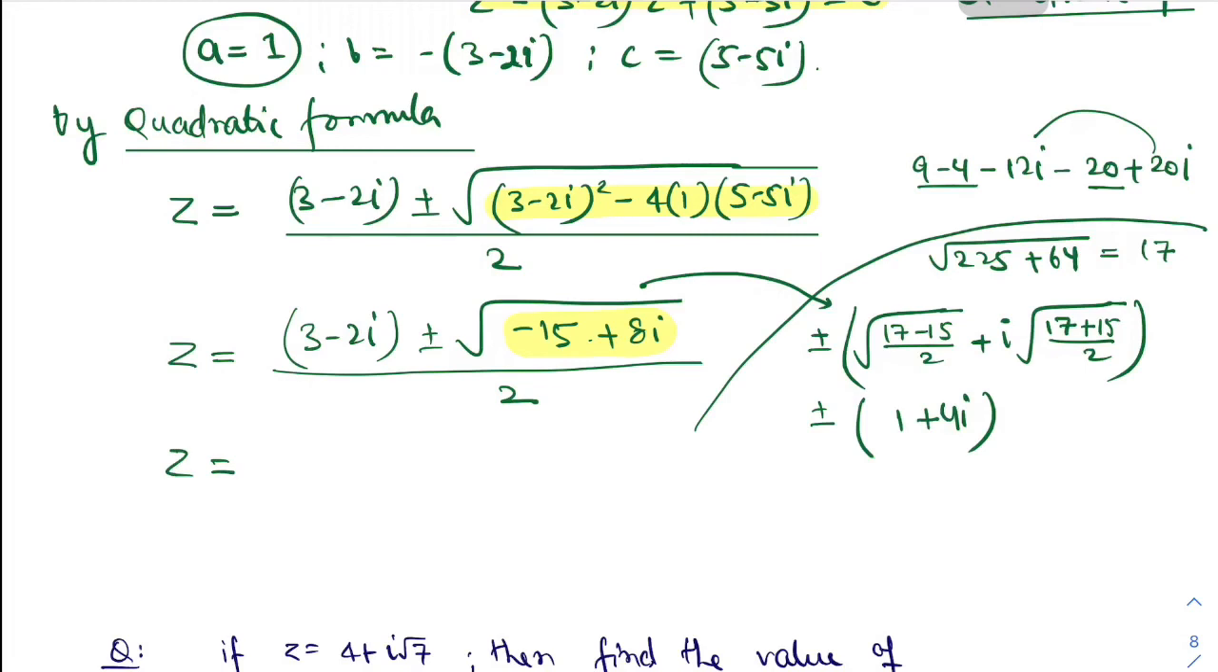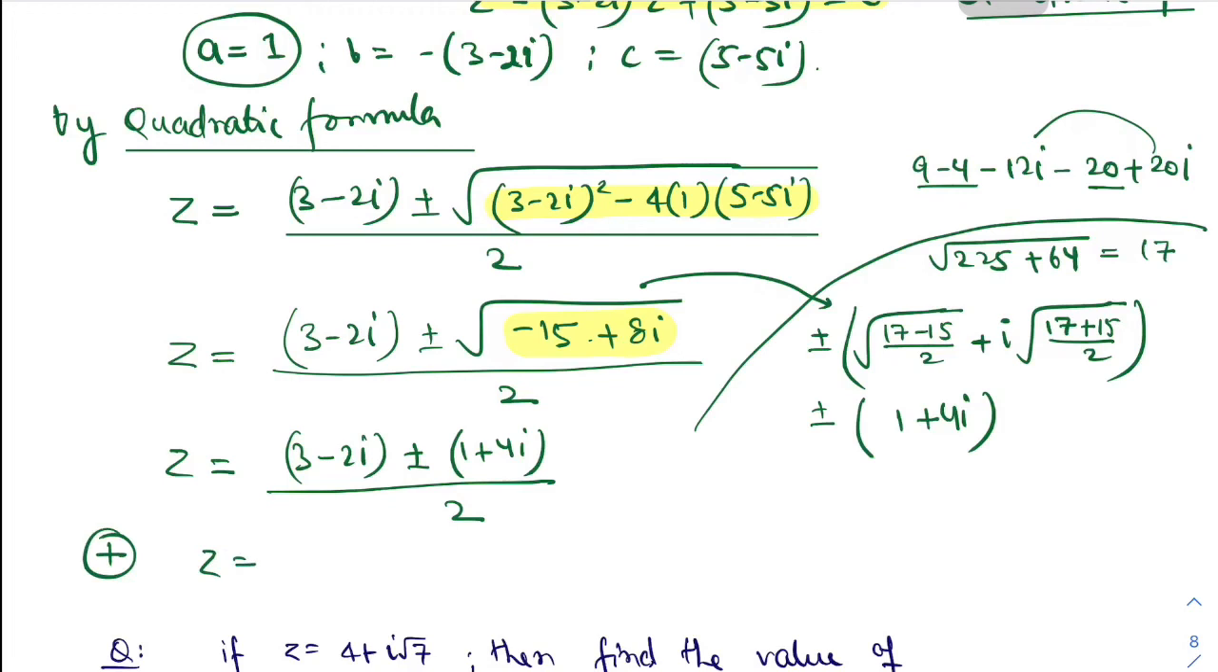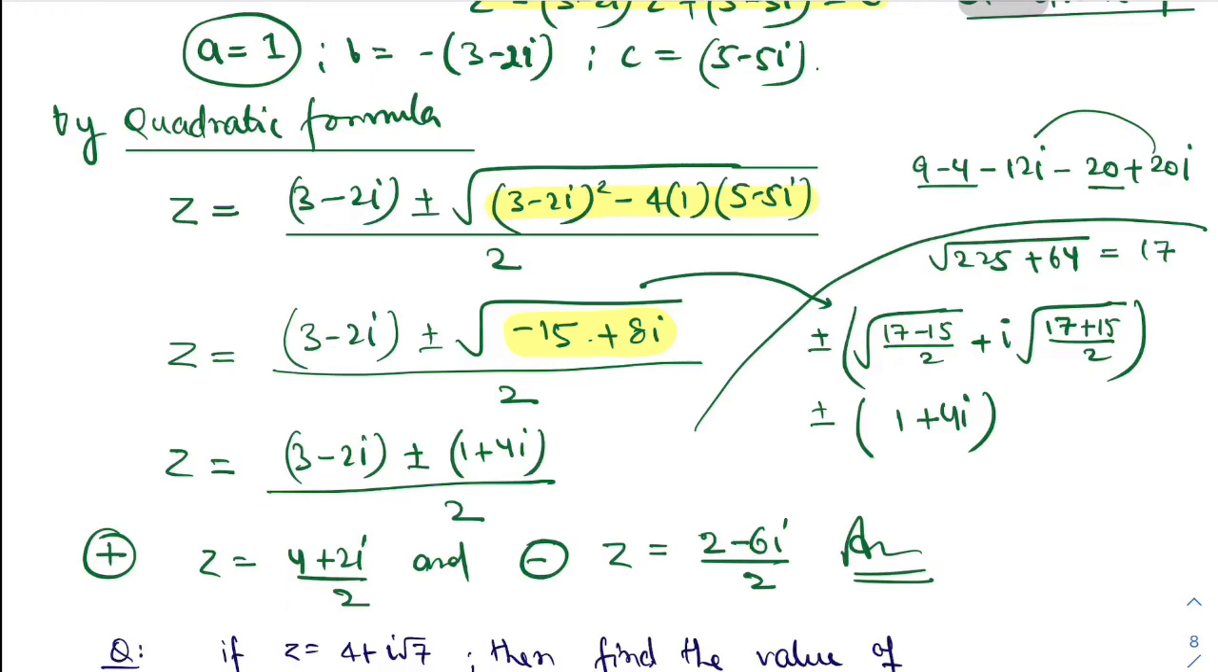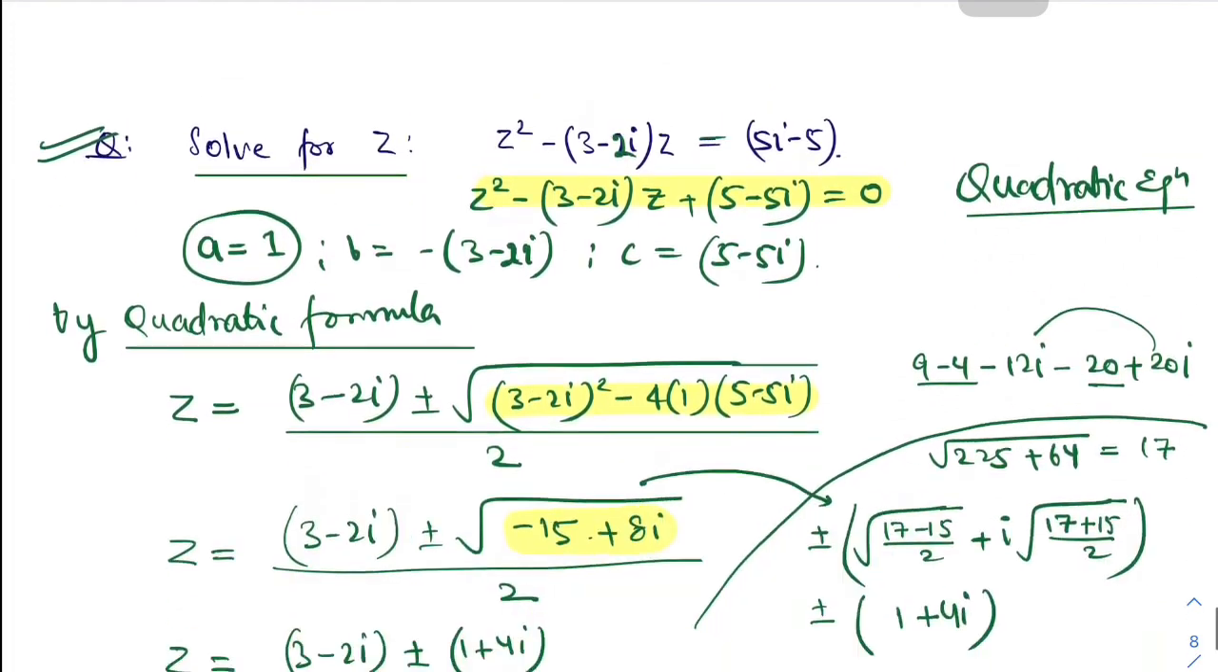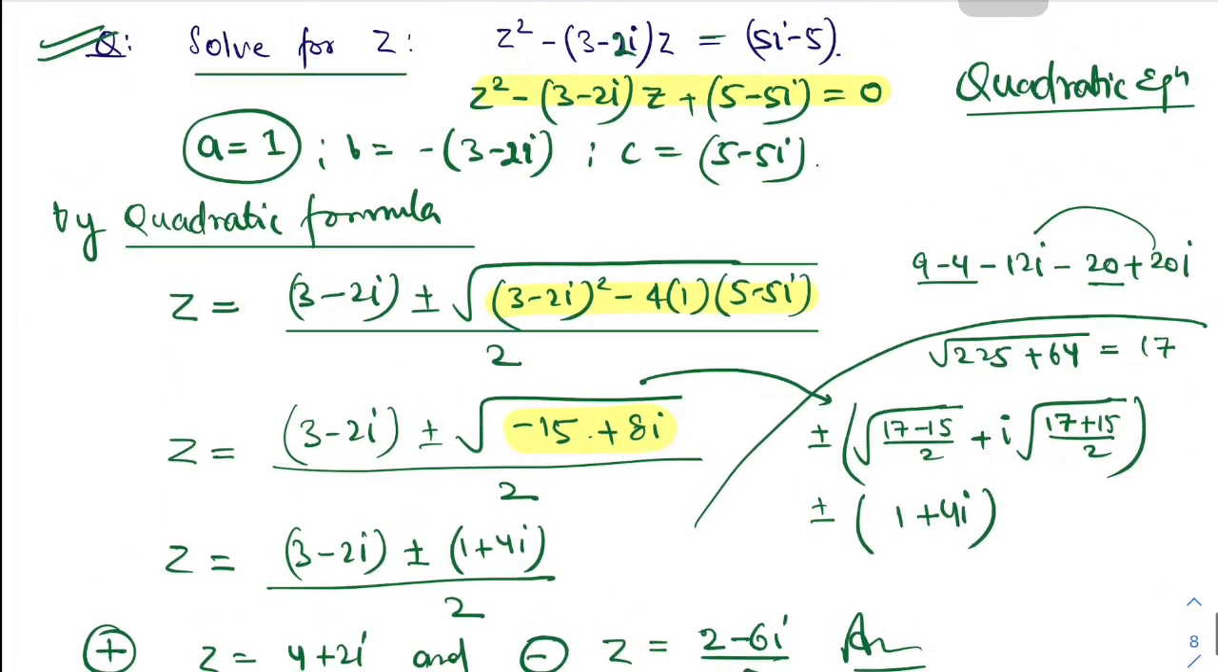So Z is 3 minus 2 iota plus minus 1 plus 4 iota upon 2. Now by taking positive sign, Z is equal to what? 3 plus 1 is 4 and 4 minus 2 is 2 upon 2, and by taking negative sign, Z is 3 minus 1 is 2 and minus 2 minus 4 is minus 6 iota upon 2. So these are two answers. I hope you are understanding it very well. So this is all about square root of complex number.